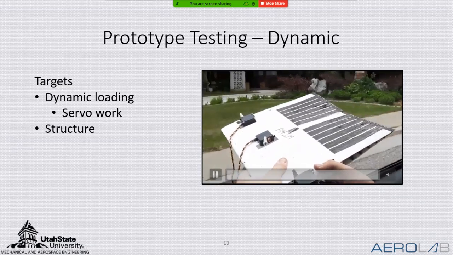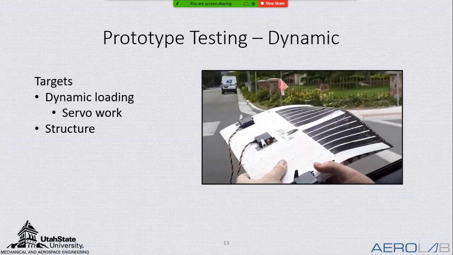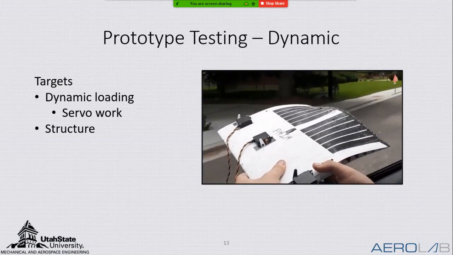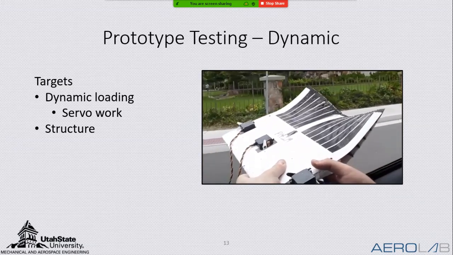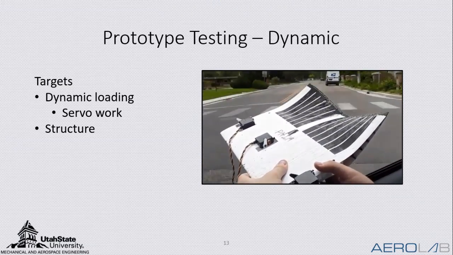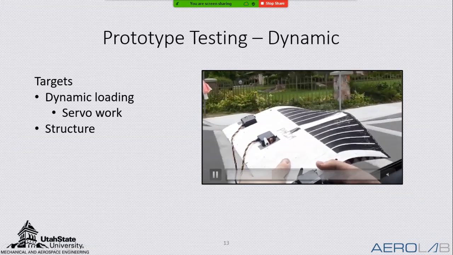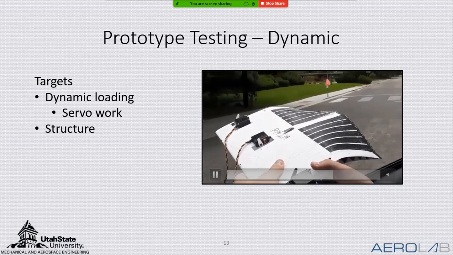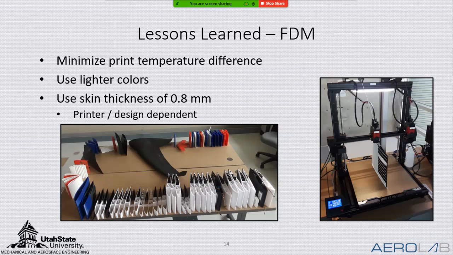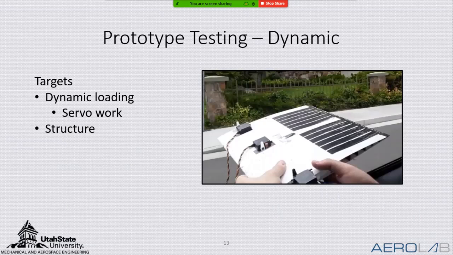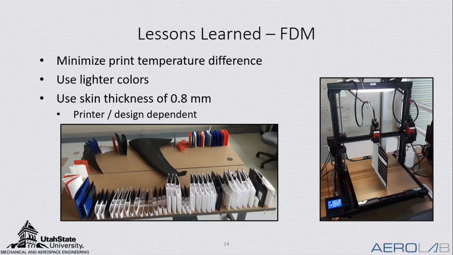And so a second target of this test was to figure out, could the structure support dynamic loading? And that was simply to make sure we didn't have flutter at the trailing edge, which we had a lot of earlier on in our non-3D printed prototypes. And so the purpose of all this testing was to make sure that it would pass those requirements that we'd specified earlier. So there were some lessons that we learned along the way.